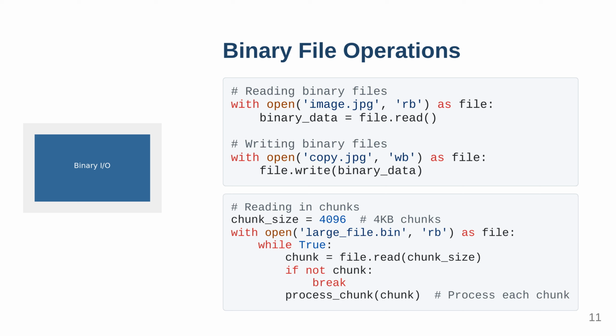Binary file operations are used for non-text files like images or executable files. Use rb and wb modes for binary reading and writing. Reading in chunks is important for large files to manage memory usage. Binary data is returned as bytes objects, which are immutable sequences of bytes.